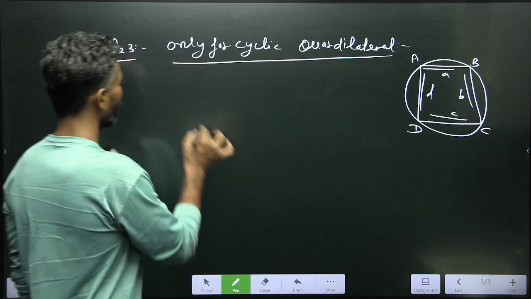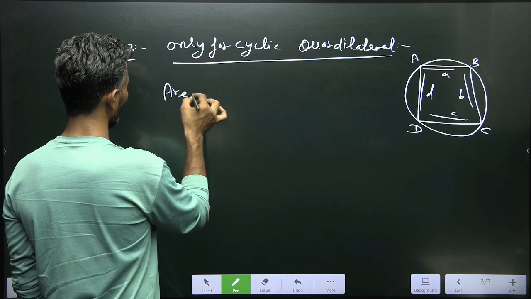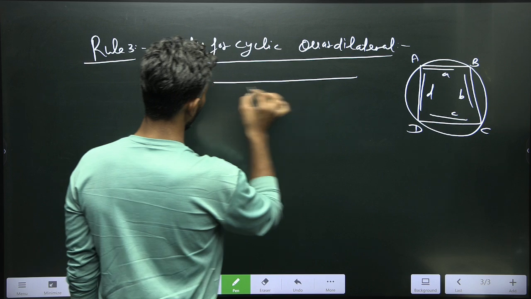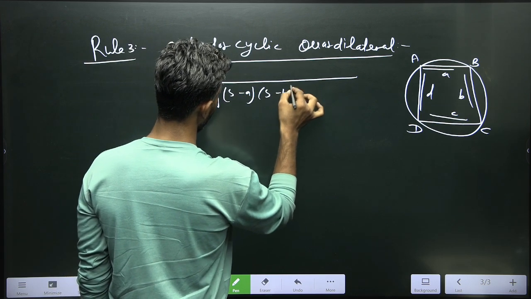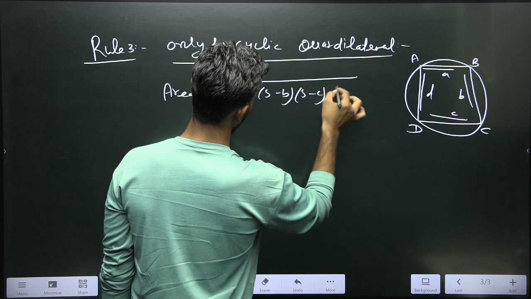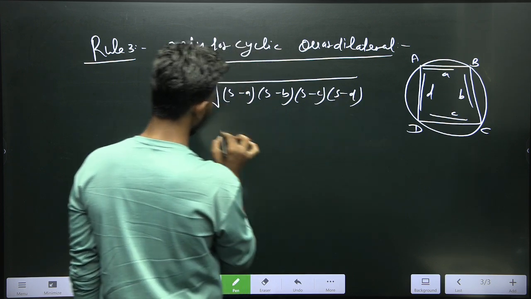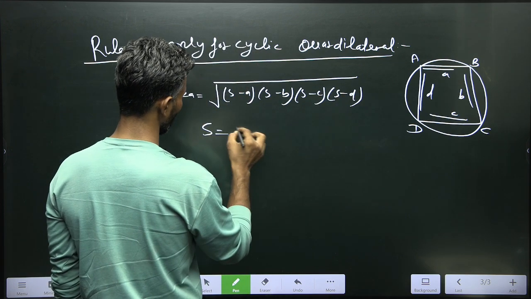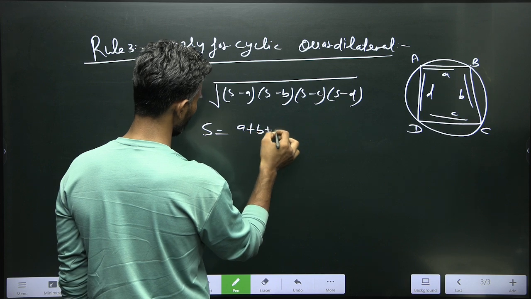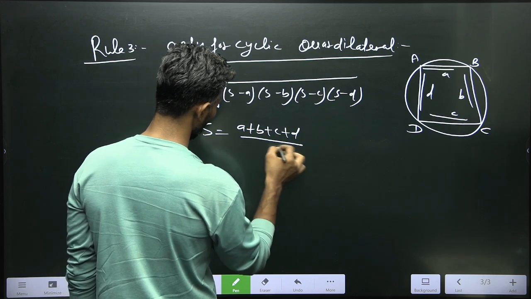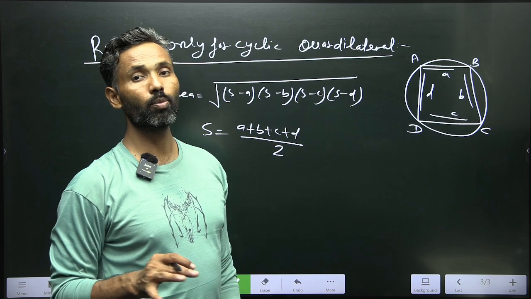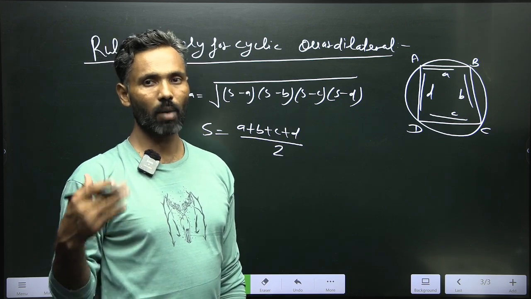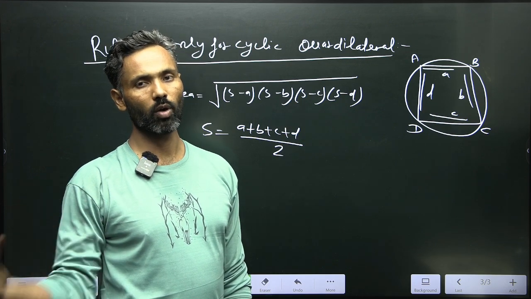The area of this quadrilateral will be equal to the square root of (S minus A)(S minus B)(S minus C)(S minus D), where S is the semi-perimeter of this quadrilateral. S will be equal to (A plus B plus C plus D) upon 2. This formula is known as Brahmagupta's formula, and it is applicable only for a cyclic quadrilateral.